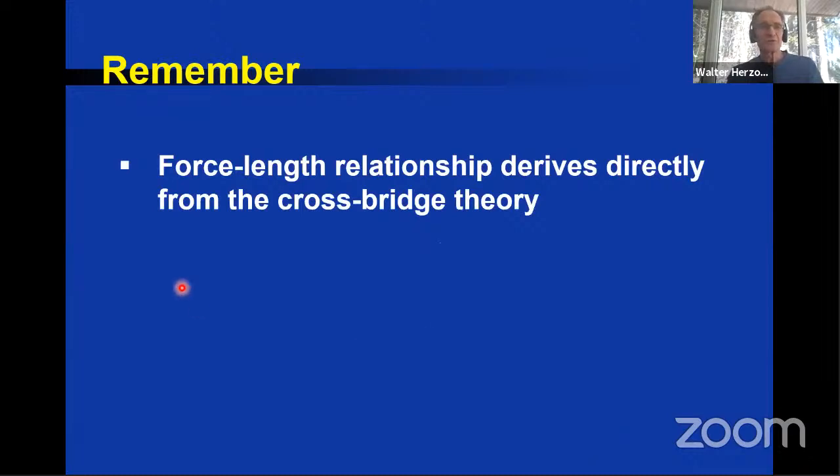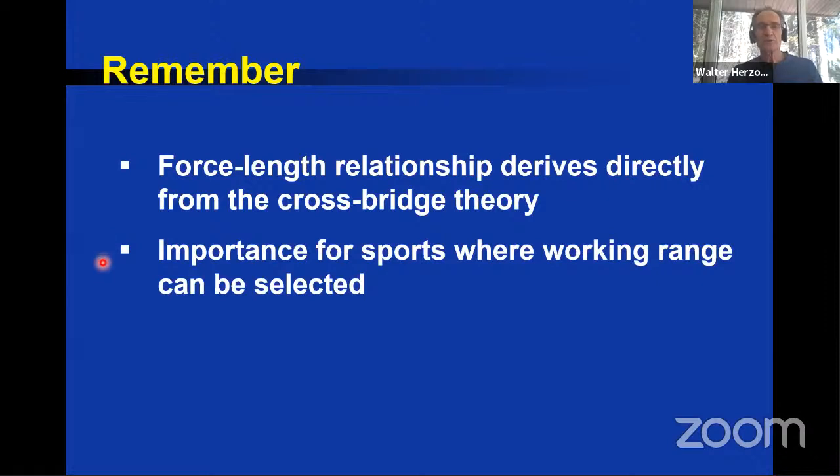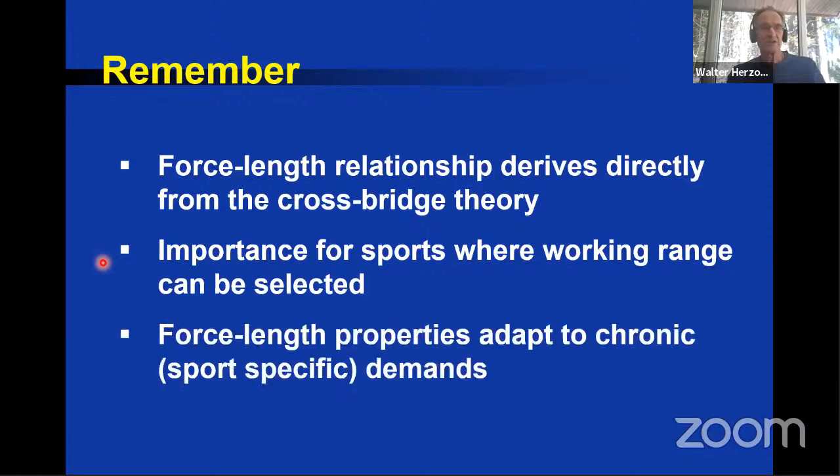So the points to remember here for this first section of my talk were that the force-length relationship can be directly derived from the cross-bridge theory. It's directly an associate of the cross-bridge theory. It's important to consider for sports where the working range can be selected. I gave the example of cycling, but you can also think about rowing. You can think about certain weightlifting activities. You can also think about starts, for example, in track and field sprint starting, the position that you adopt when you go into the starting blocks, and many other situations where you can maximize the force length properties that you have.